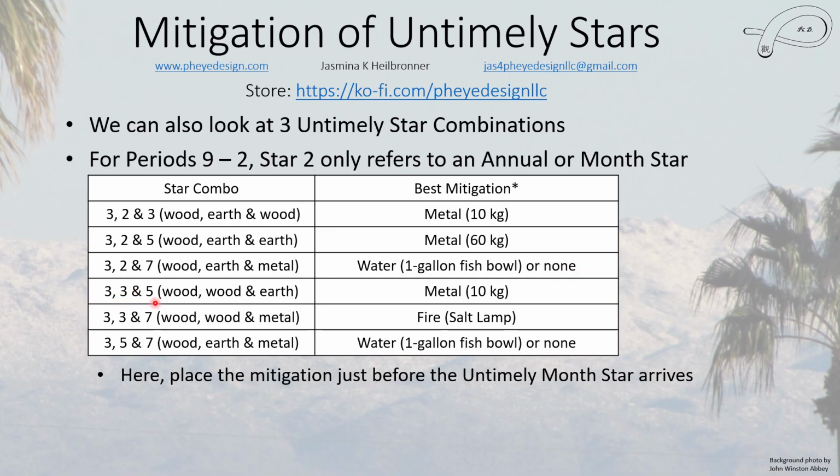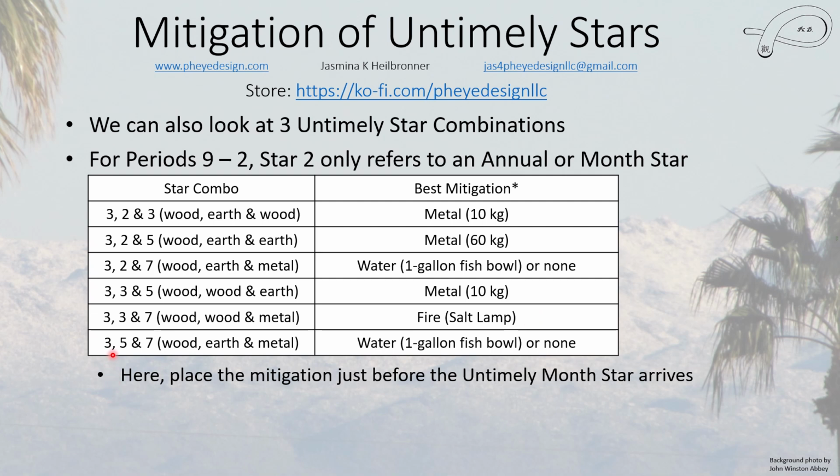Here we have 3, 3, and 5. It's wood, wood, and earth, which is just like what we have up here. So again, it's 10 kilograms. The wood, wood, and metal, I would say a salt lamp. You start the salt lamp with a candle, but you don't have to keep renewing it every week. Just do the initial one and that's it.